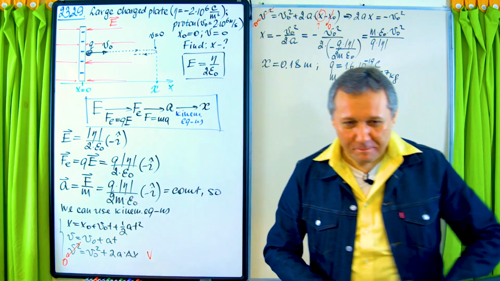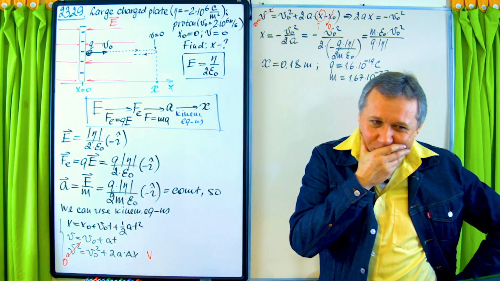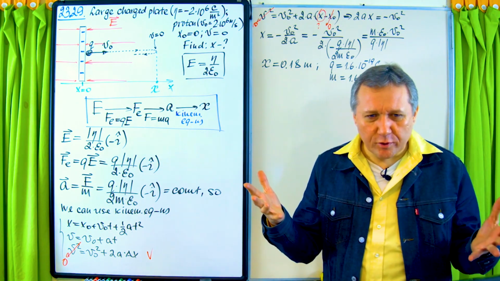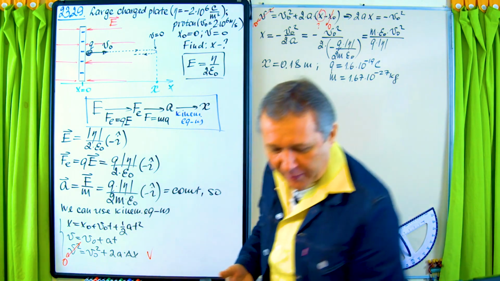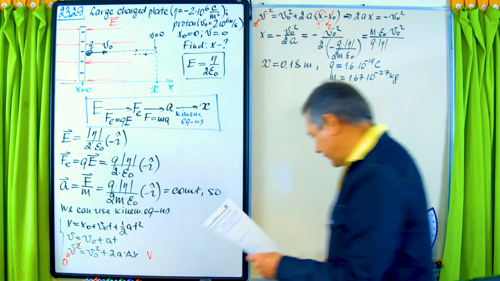Professor? Yeah. What are we using for epsilon naught? It's a constant, that universal constant. Open the book, write 8.85 times 10 to the power of minus 12. Yeah.